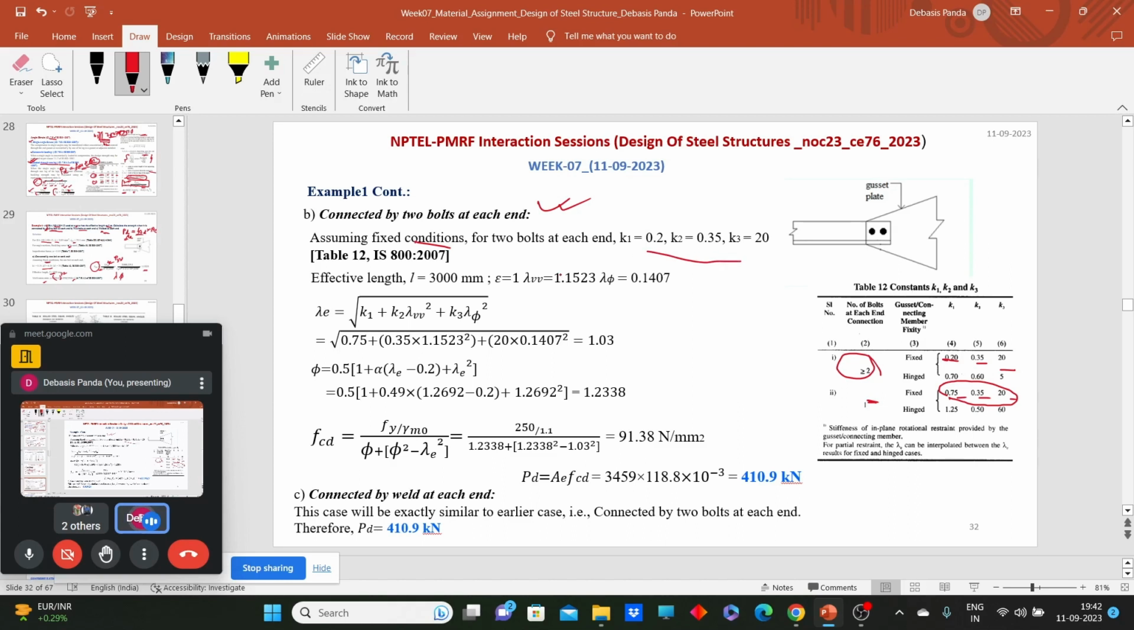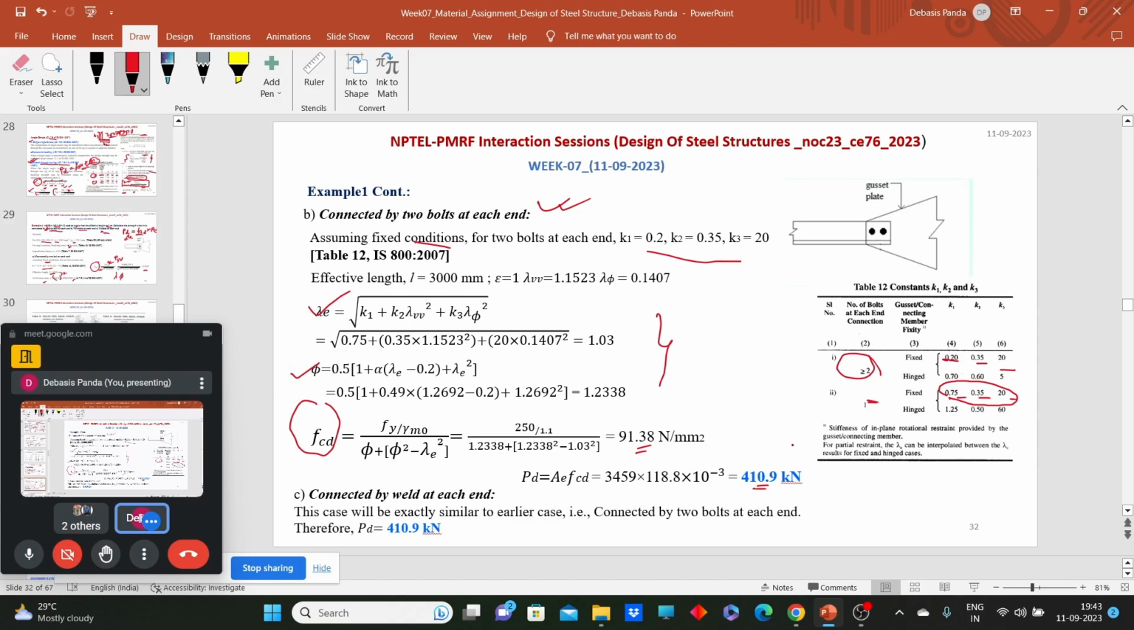Now you can calculate the value of lambda e and phi, and based on these you can calculate the value of FCD, the design strength for this member with two bolts. We have just calculated this, so I am not doing the calculation right here. So FCD comes as 91.38 kilonewton, and the PD value comes as 410 kilonewton.